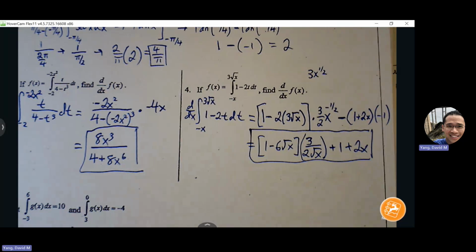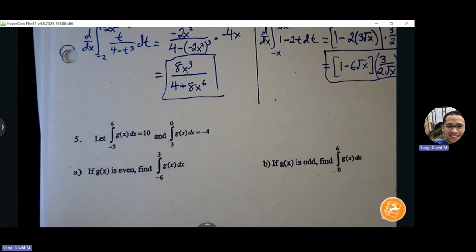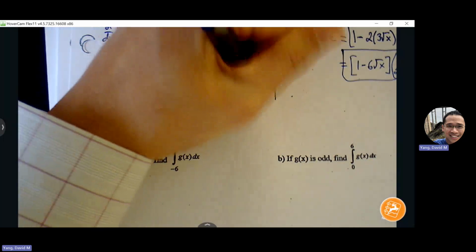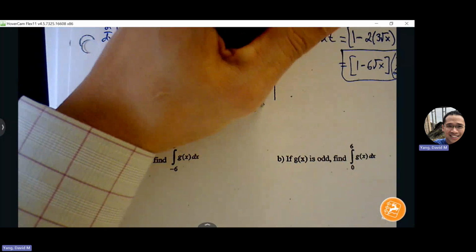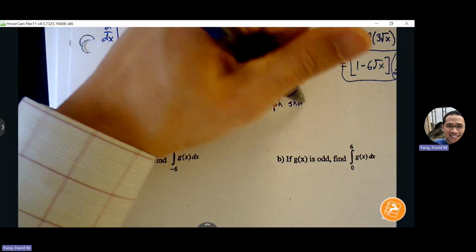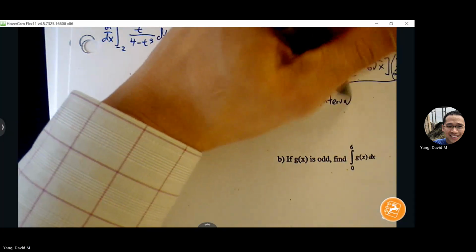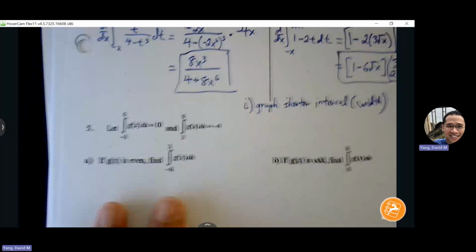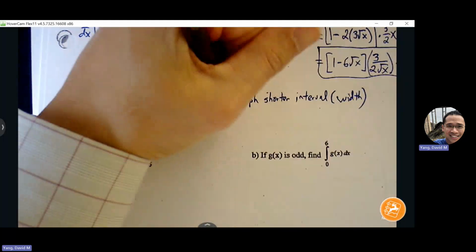Okay, let's do even and odd functions. Number 5. Let me highlight the steps again with even and odd functions. The first thing we want to do is graph the shorter interval first. Okay, or the shorter width. Not the smaller area, but the shorter width. You want to look at the bounds to determine that.